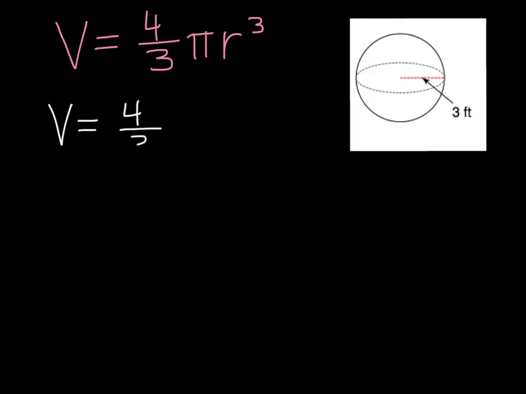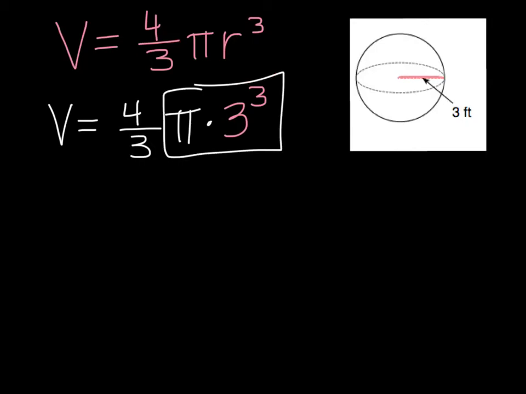I have 4/3, times pi, I know pi, times the radius. I need to find my radius. Well, that's pretty easy. It's 3. It's right there. So times 3 to the third. When I type this in on my calculator, I'm going to do this first. 3 to the third, so 3 times 3 times 3, which is 27, times 3.14. I'm going to write that number down. It's 84.78.